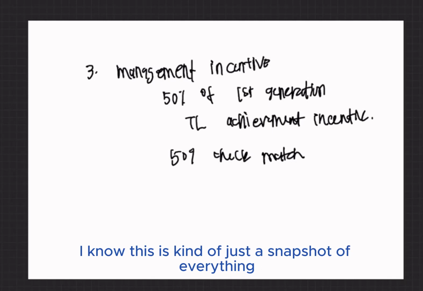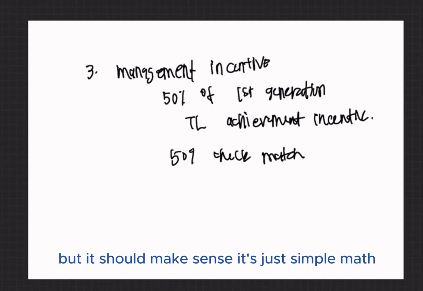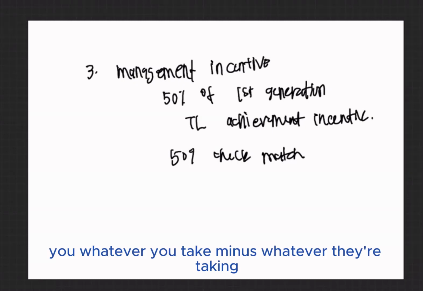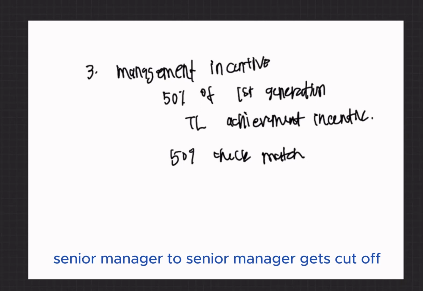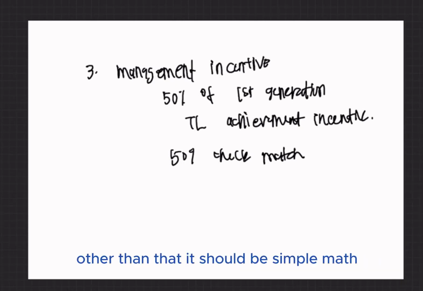I know this is kind of just a snapshot of everything, but it should make sense. It's just simple math. Whatever you take minus whatever they're taking, and just keep in mind that senior manager to senior manager gets cut off. Other than that, it should be simple math.